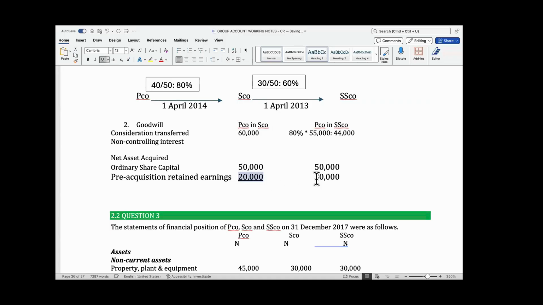So if I sum these two together, this is 70,000, 80,000. This is 80,000. So NCI in ESCO is 20%. 20% of 70,000 is 14,000.